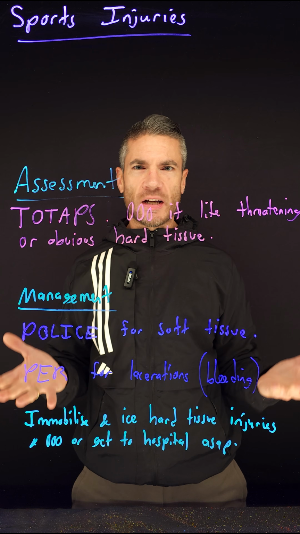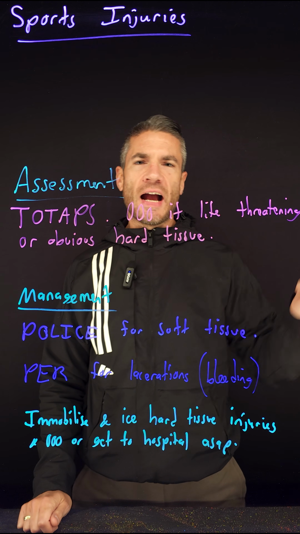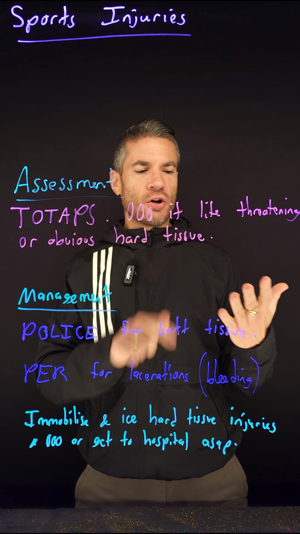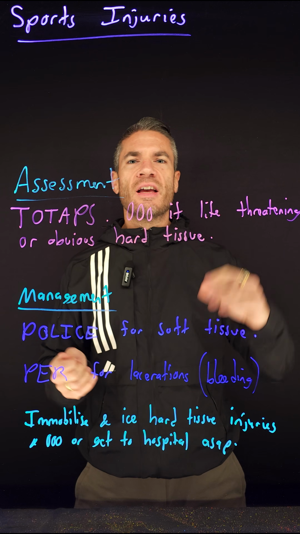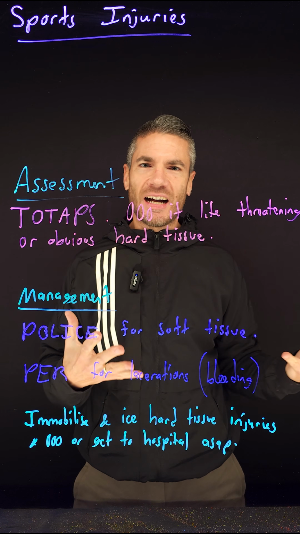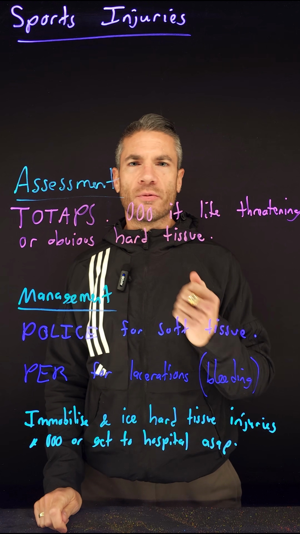All right, how do we assess sports injuries? Well, we use the TOTAPS method: talk, observe, touch, active movement, passive movement, and a skills test. We are not going to go through the steps of TOTAPS if you fail a previous step, or if it's obviously a life-threatening injury or something that is obviously hard tissue. It's just 000 and we're not going to do TOTAPS at all.